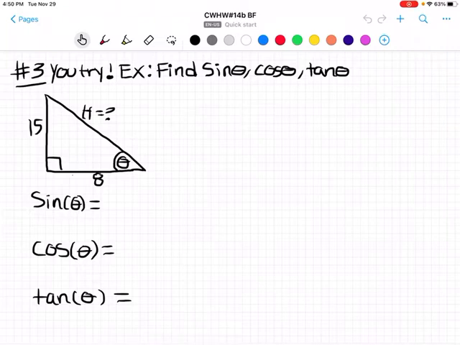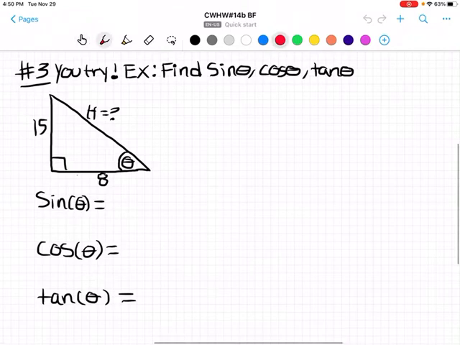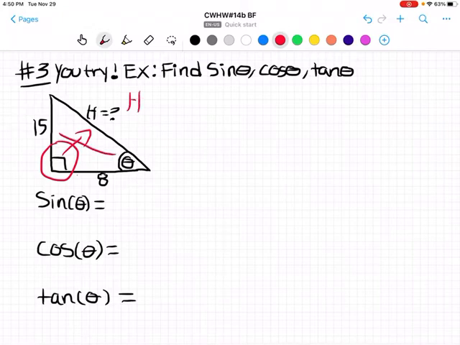So what you need to do first is, remember, from the 90 degree across, it's your hypotenuse. Across your obtuse angle is going to be your opposite. Between those two is your adjacent.